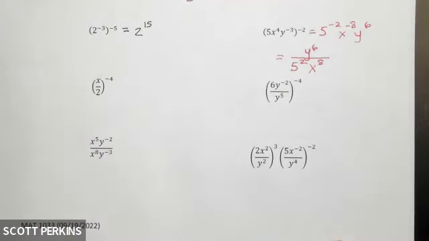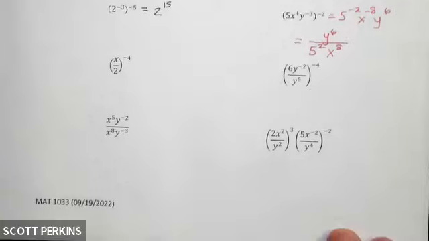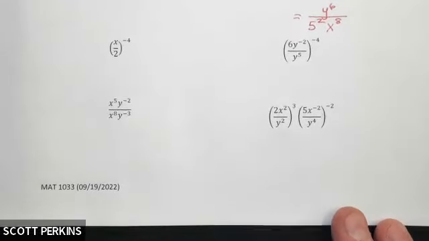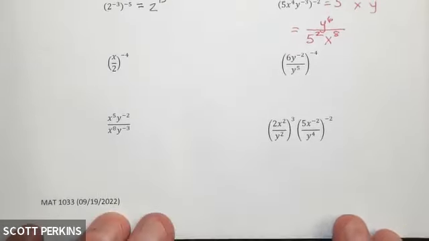Similar problem on the next row. You've got x divided by 2 in parentheses, all raised to the negative 4th power. So give that one a go.